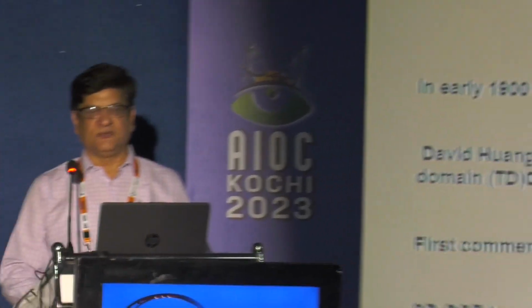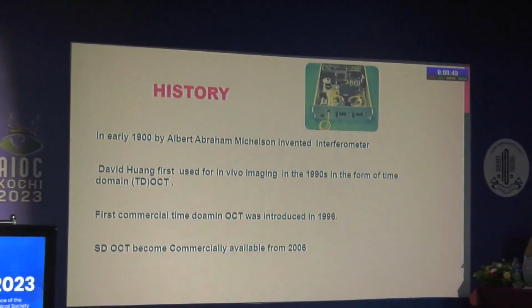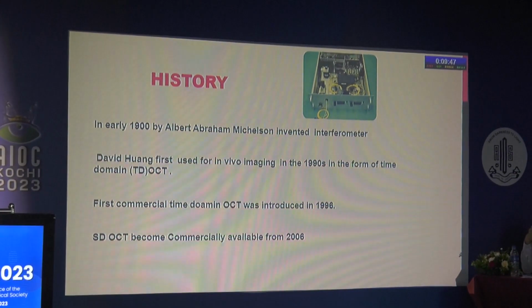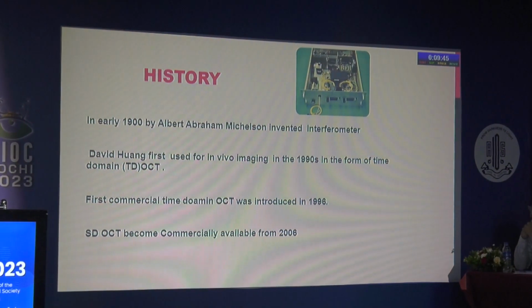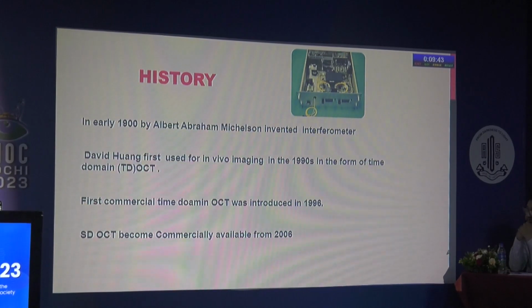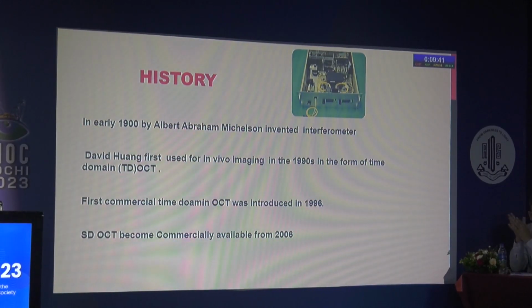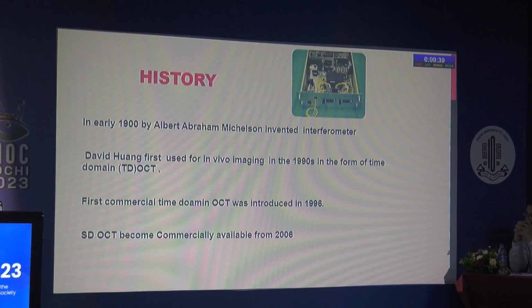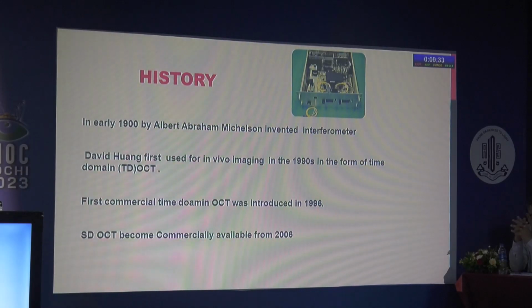A brief history: in 1900, Albert Abraham Michelson invented the interferometer. It's a basic principle that we all now know, that OCT is based on the principle of interferometry. Then the first in vivo imaging was in the 1990s. You'll be surprised to know that OCT was first used in cardiology, not in ophthalmology. But as we are optically accessible, most of the new gadgets in science help us by coming into our domain.